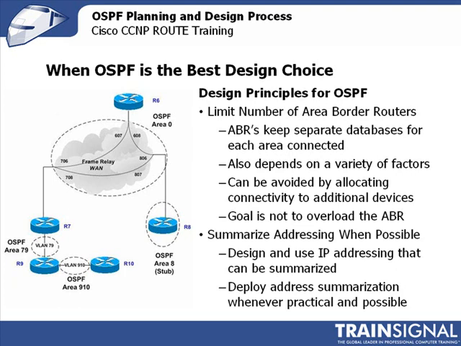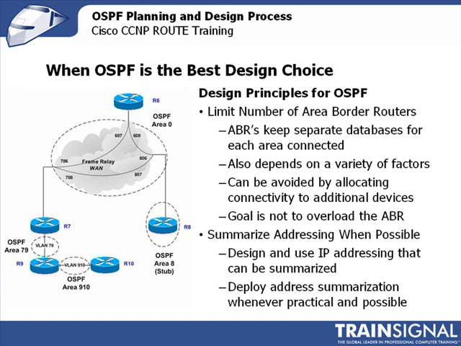Another thing is to limit the number of area border routers. Area border routers essentially sit between one area and another. Another way that it's stated is that it has interfaces in multiple areas. Now keep in mind that area border routers have to keep separate link state databases for each area connected. So if they're connected to two areas, they have to have two databases, and so forth and so on.